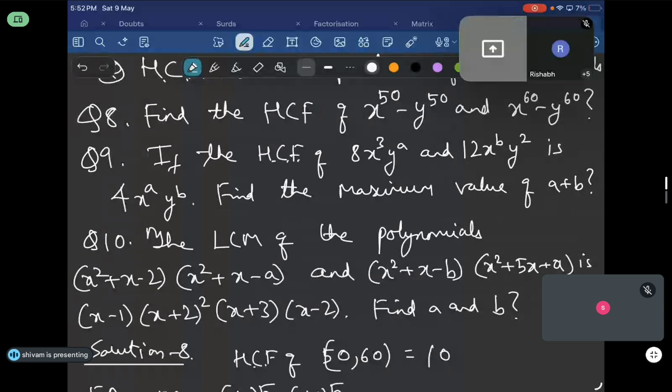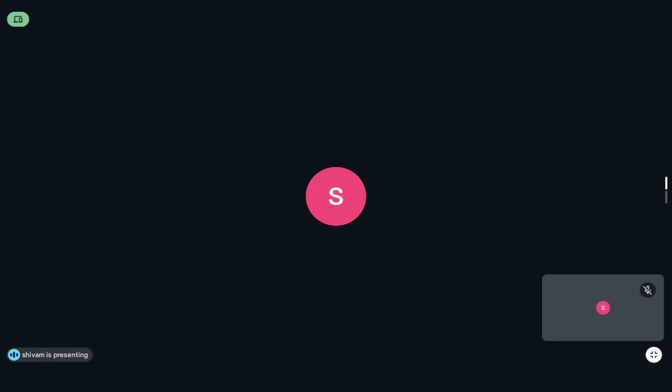Tell me, it's a very conceptual problem. If the HCF of 8x cubed y to the power a and 12x to the power b y square is 4x to the power a y to the power b, you have to find out the maximum value of a plus b.